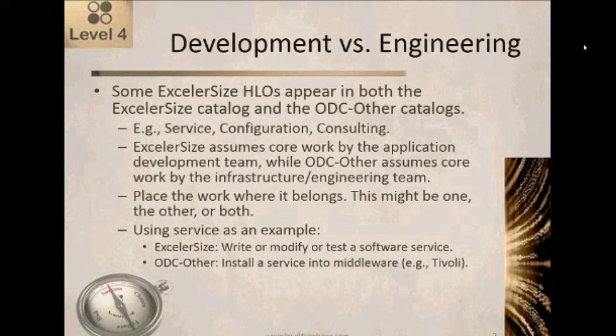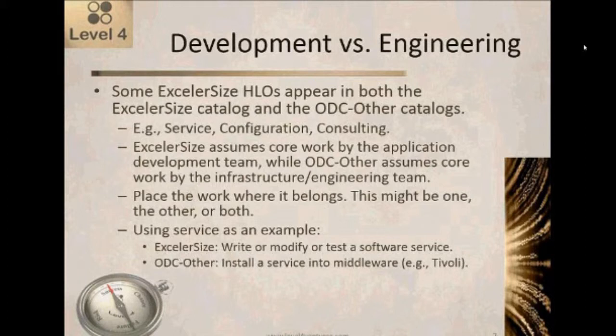group. And we're going to see that there are some ExcelerSize high-level objects, the same exact component by name, that appears in both the ExcelerSize catalog and also in the ODC other catalog. So in that situation, if you put that work into the ExcelerSize catalog, what we're estimating is the work for the application development group to do that work. On the other hand, if we put the work into the ODC other catalog, then we're estimating the work for the infrastructure or the engineering group to do the work.